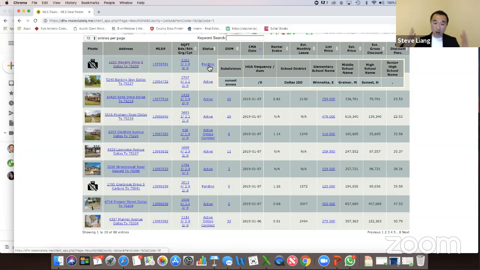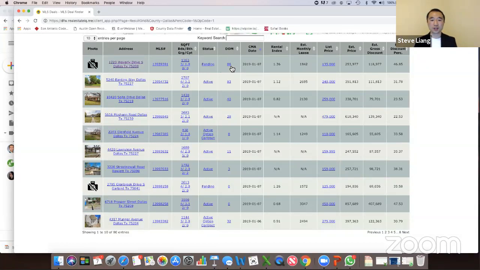We have put a lot of thought into organizing all this information so that as an investor, we can get a lot of information to make a very good decision, a very thorough decision. You have the days on market. The CMA date tells you when the computer ran that valuation.